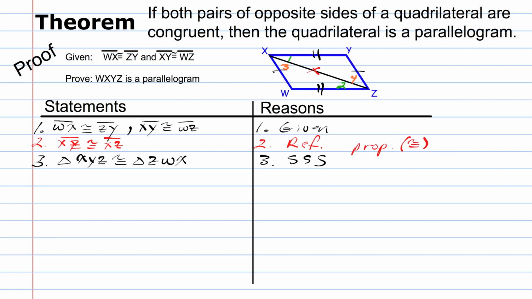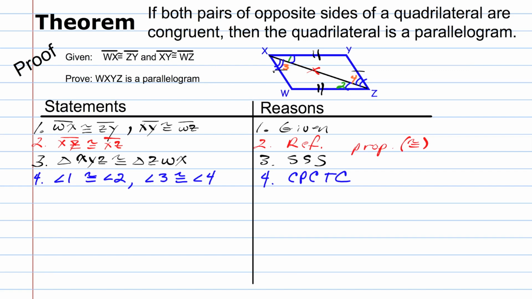And we'll do that in blue. So the fourth step is going to be to say that these are congruent. So angle 1 is congruent to angle 2, and angle 3 is congruent to angle 4 because of corresponding parts of congruent triangles. Corresponding parts of congruent triangles are congruent. So let's mark angle 3 congruent to angle 4.